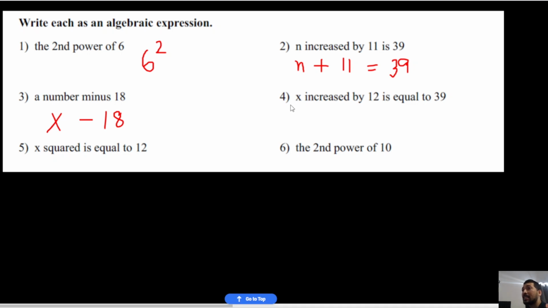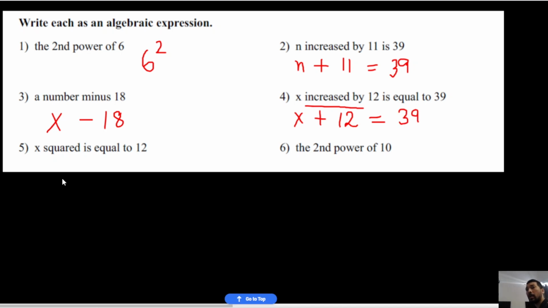Number 4, it says x increased by 12 is equal to 39. So again, we have this x. The phrase increased by refers to the plus sign. We have 12. So x plus 12, is equal to refers to the equal sign, 39.